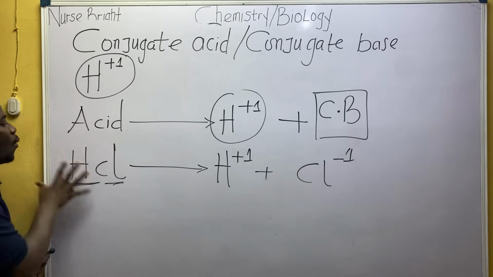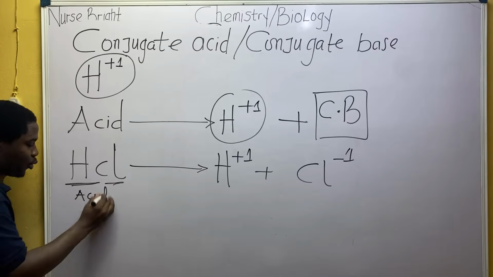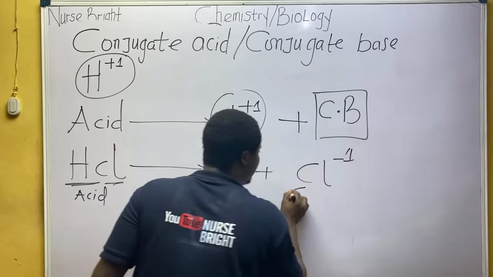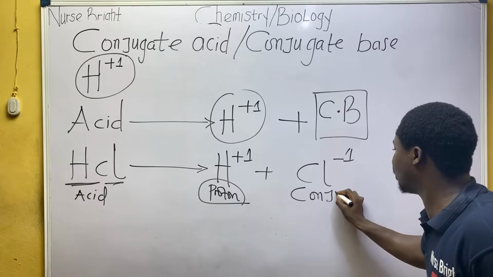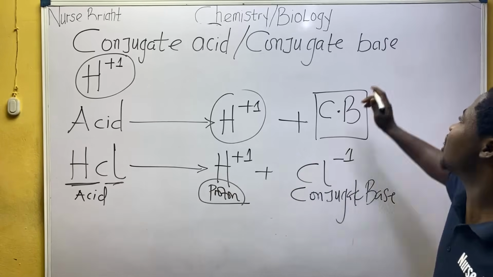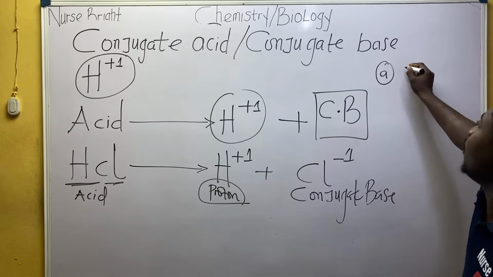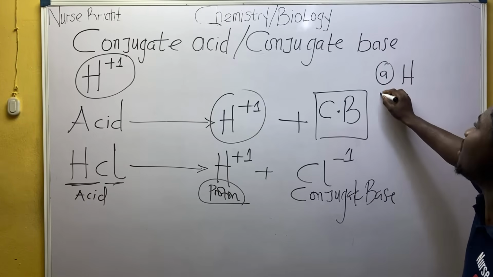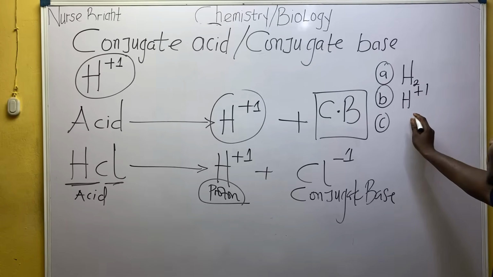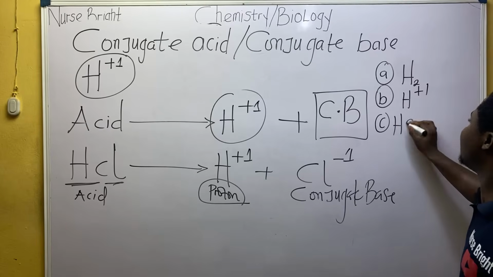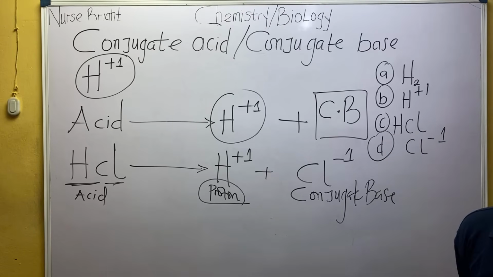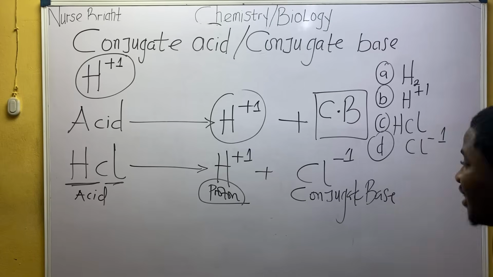Whenever an acid donates a proton, what is the species that remains called? It is called the conjugate base. They can ask you which is the conjugate base. Option A, they can write hydrogen. Option B, H plus 1. Option C, anything. Option D, Cl minus 1, which is the conjugate base. Everybody, what's the answer? Option D.